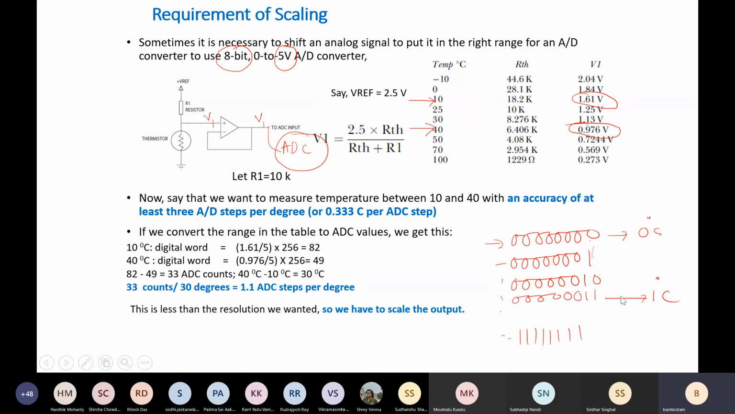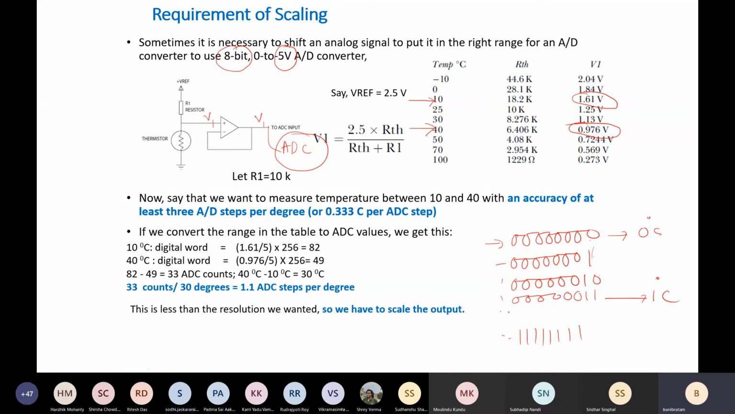Okay, that is my requirement. Now let us look at the datasheet and try to see whether I can satisfy this criteria or not. So let us look at 10 degree centigrade, what is the voltage? At 10 degree centigrade, the voltage is 1.61 volt. Okay. So if I want to convert this analog voltage 1.61 into the corresponding digital value, what will I get?